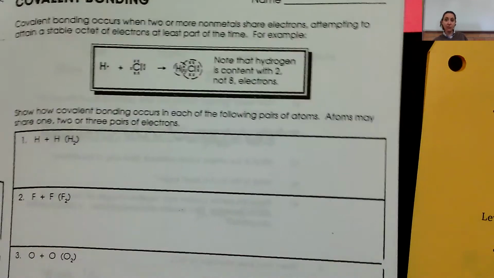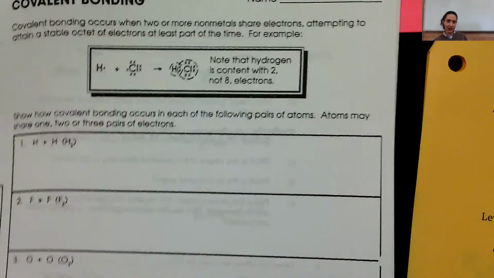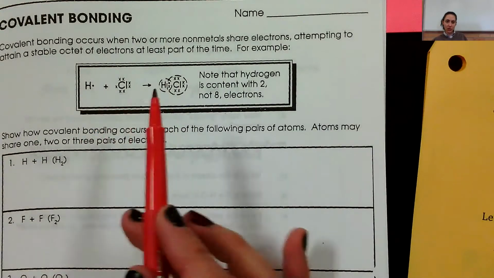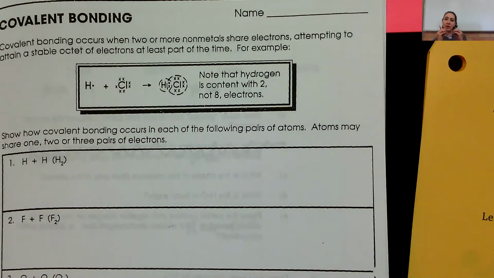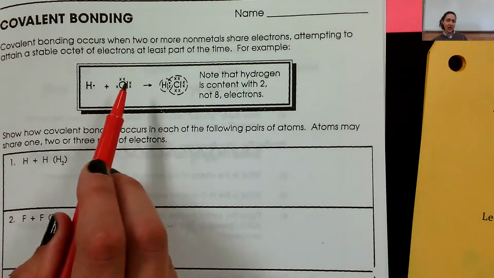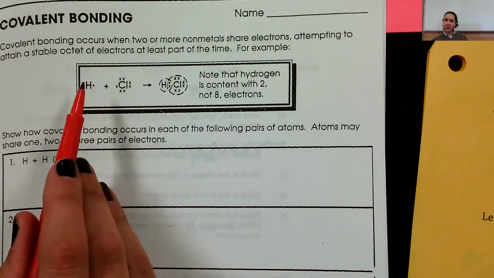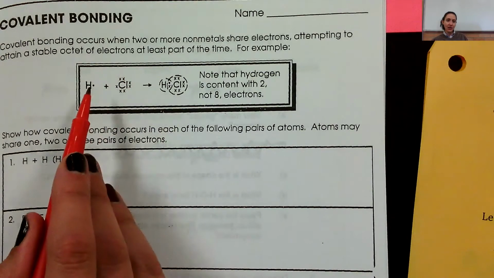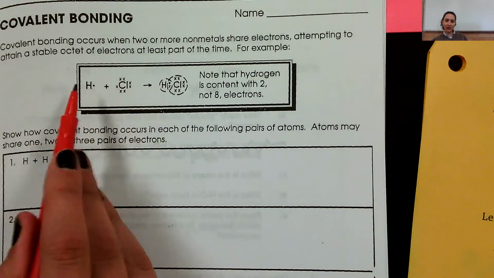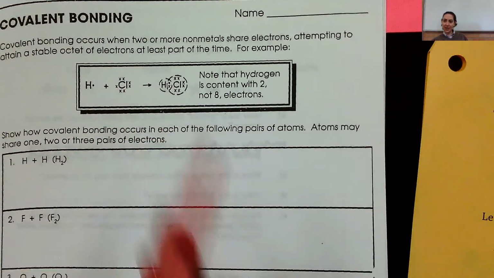I'm going to give you even more examples, but just to kind of get you started here. Again, we're going to write the Lewis structures and show how those electrons are shared and that bonds form. So, for example, here they have hydrogen and chlorine. Hydrogen has 1 valence electron, chlorine has 7. They each share this non-paired electron and bond together.